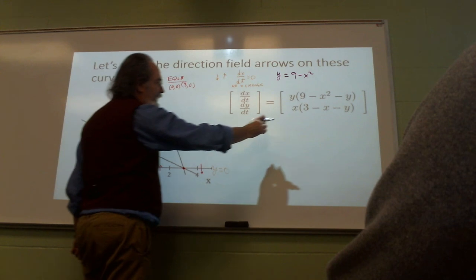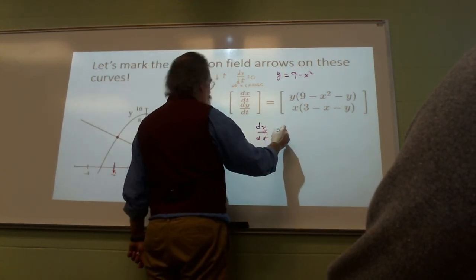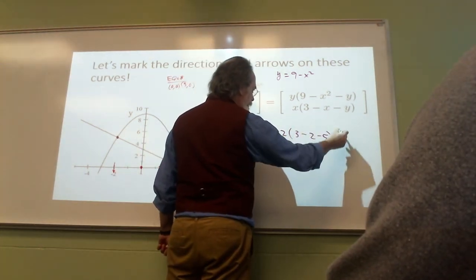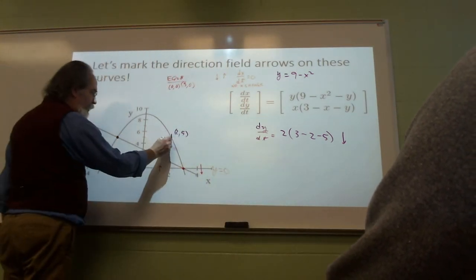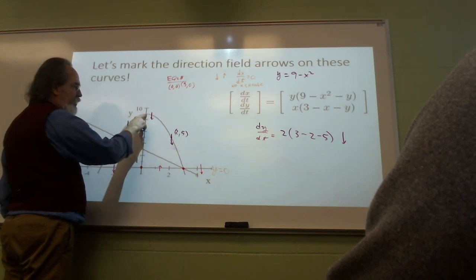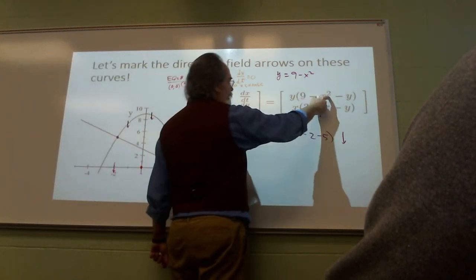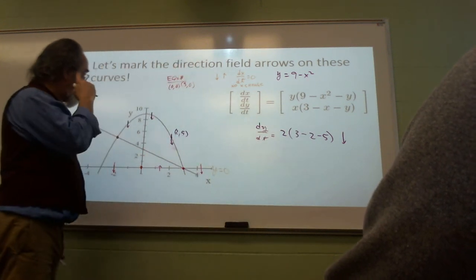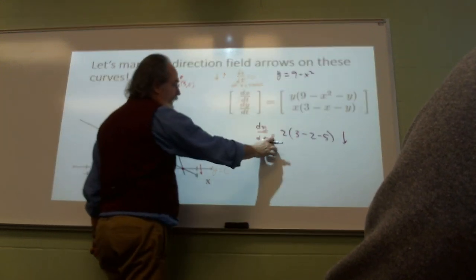So at (2, 5), in the lower one, dy/dt is going to be 2 times (3 minus 2 minus 5). That's negative. So I have a down arrow all in here. I think it's down arrows all the way, because this point (0, 9) only makes this piece 0, which I'm already treating as 0. It doesn't make that 0. So let's just try (0, 9) in here. I bet I get a negative.